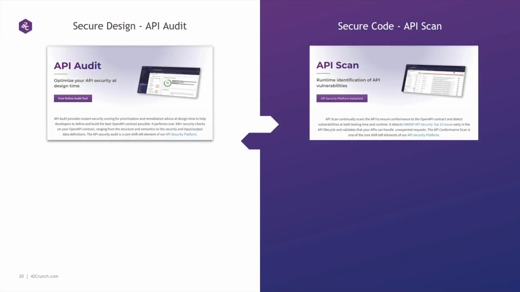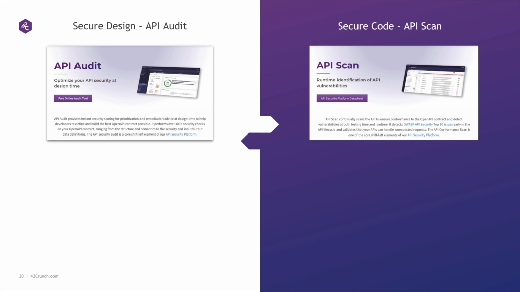So in terms of the tools then, API Audit and API Scan, these are the two tools that I was using in the demonstration today. So API Audit gives the reminders about the right security practices for your API design, and then API Scan gives the reminders of where you've forgotten to put those or implement those practices in your API code.